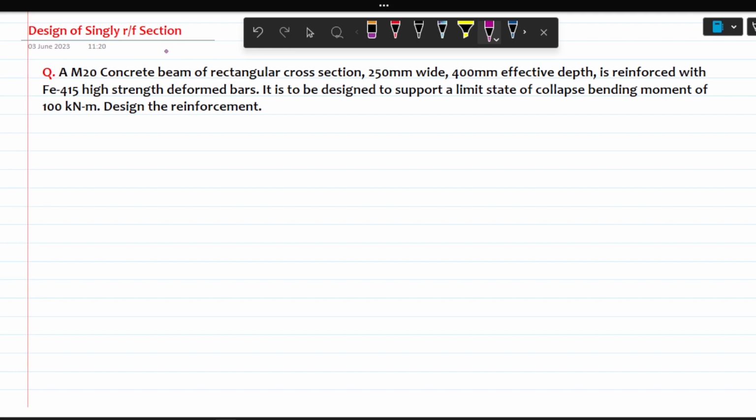In this video, I am going to discuss a problem based on the design of a singly reinforced section. You can see the question here and read it clearly. A M20 grade concrete beam of rectangular cross section, having 250 mm width and 400 mm effective depth, is reinforced with Fe415 grade steel bars, that is HYSD bars, high strength deformed bars. It is to be designed to support a limit state of collapse bending moment of 100 kilonewton meter. Design the reinforcement.